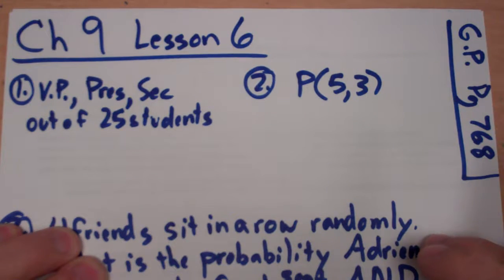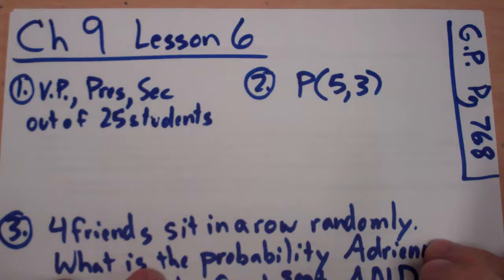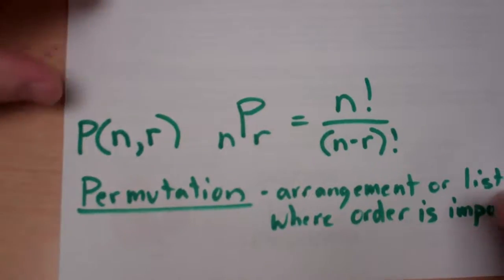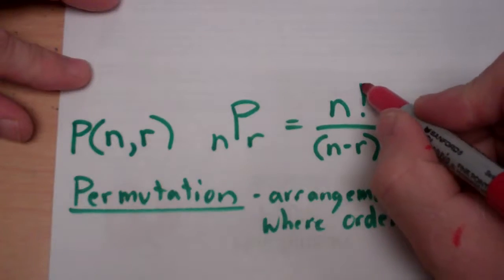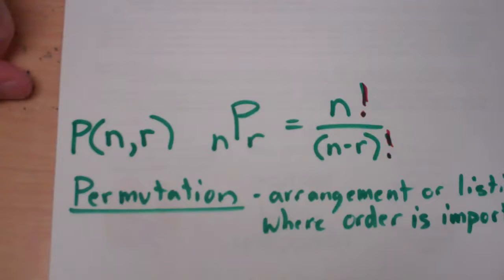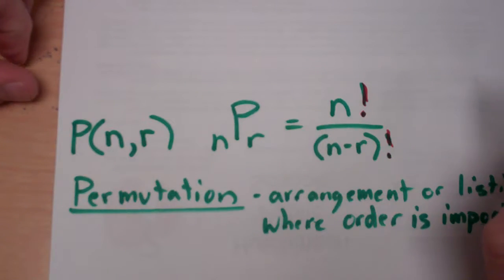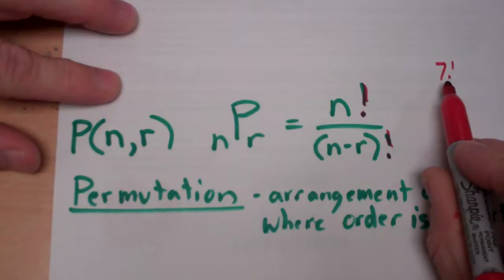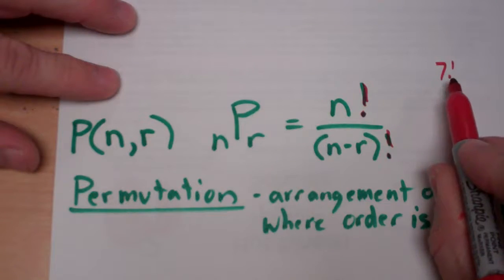Alright, this is chapter 9, lesson 6. This is kind of the practice off page 768. We're talking about permutations, which has kind of an exciting formula because it has the exclamation point in it, which stands for factorial, which means that number times every number below itself down to 1. So 7 factorial, for example, would be 7 times 6 times 5 times 4 times 3 times 2 times 1.